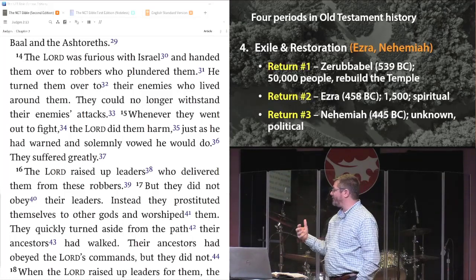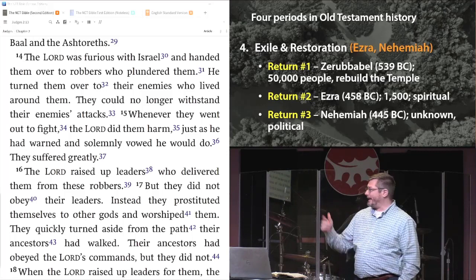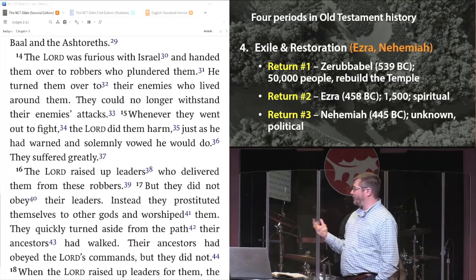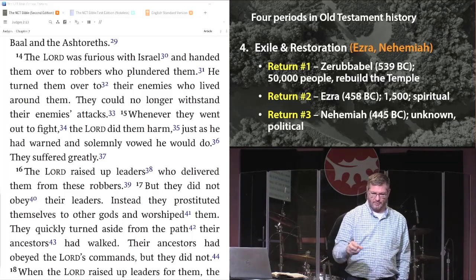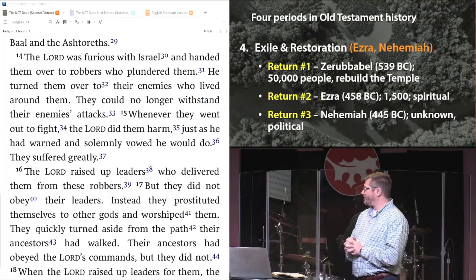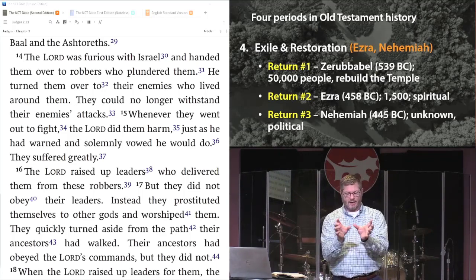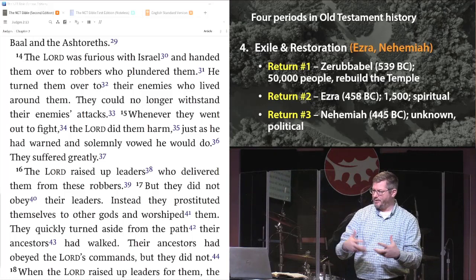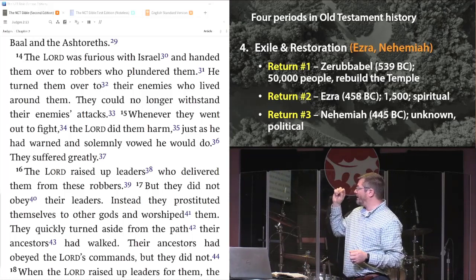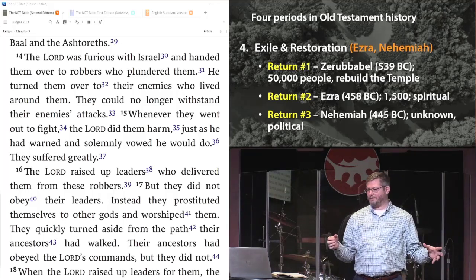So Zerubbabel in 539 brings about 50,000 people back. They rebuild the temple. It falls apart again. About 80 years later or so, Ezra comes back with only about 1,500 people and focuses on a spiritual restoration. The temple is rebuilt. They finally get that back going. Another dozen years later, Nehemiah comes back. We don't know how many people came with him, but his focus was restoring the political side, restoring the wall around Jerusalem, restoring the city, getting people to build their houses so that they can live there again. So over the course of about 100 years, from 539 to 445 BC, we see Israel coming back in three sections to the land of Israel.